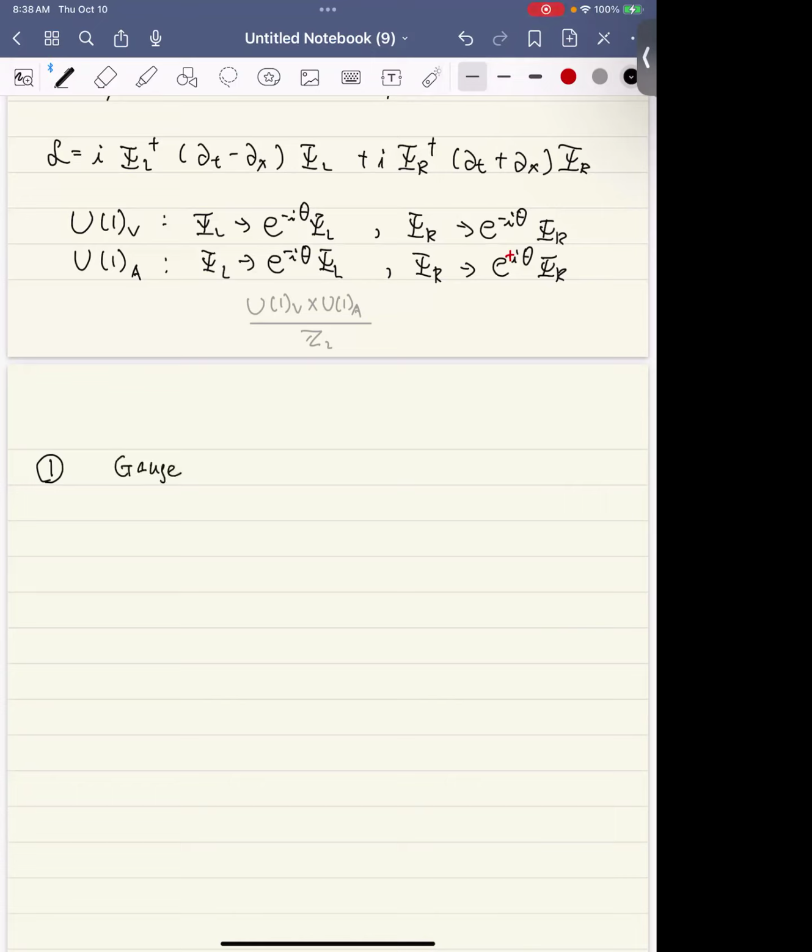The first notion of anomaly is that you can gauge the U(1) vector. Well, if you gauge the U(1) vector symmetry, this model has a name. It's QED, U(1) in 1+1D. Let me be explicit.